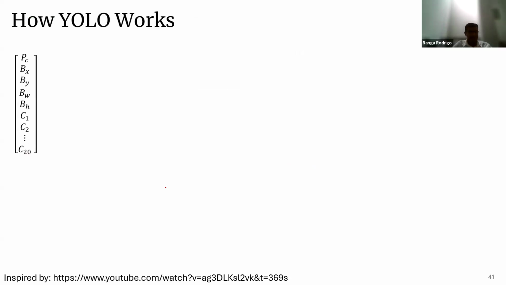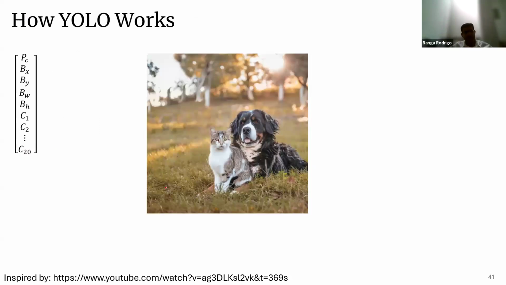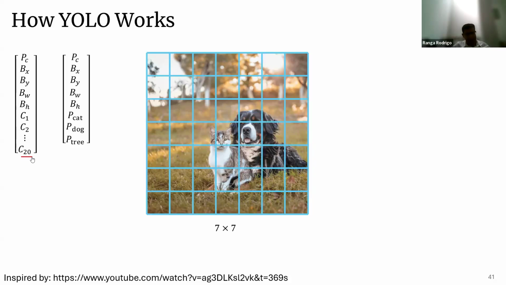Okay, in more detail, let's consider this example. Here is an image. This image has 3 classes: the dog can be there, the cat can be there, and the tree. Those are the three classes that we consider. So there will be not 20 classes here, but only three classes. And I decided to have only one bounding box, not two. So B is equal to 1. And these are the class probabilities: P cat, P dog, and P tree.